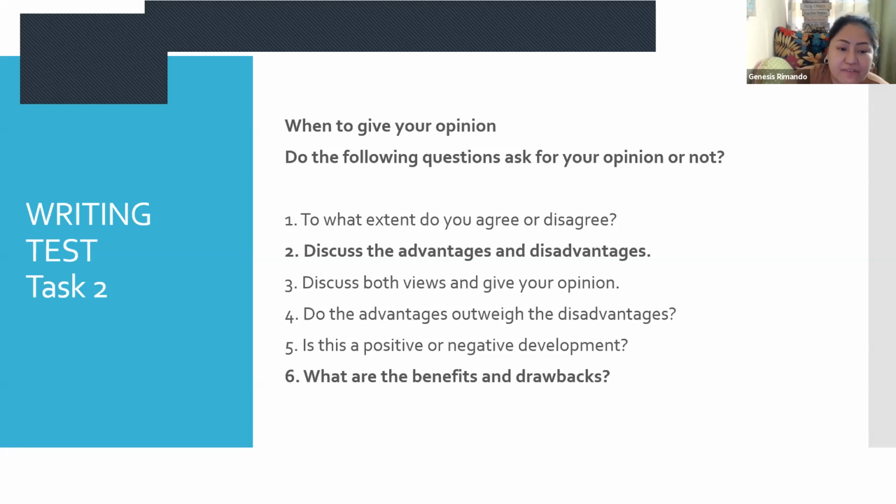So if this is the type of question that you would encounter, first paragraph would be the introduction, second paragraph would be the advantages, third paragraph would be the disadvantages, and lastly would be your summary. For number 6, again, first paragraph would be the introduction, second paragraph the benefits, third paragraph the drawbacks, and the last paragraph would be the conclusion. So that's easy.